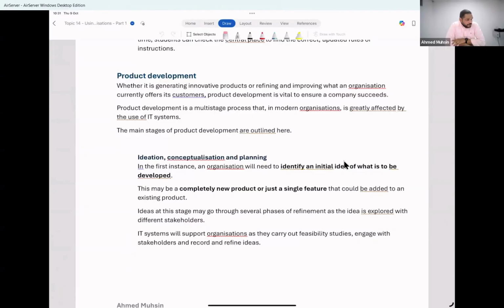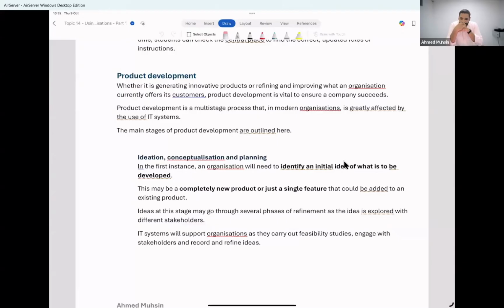Ideation. You know what is ideation? When it comes to developing a product, step number one is what? Your imagination, right? Your idea. What are we gonna do? What are we gonna solve? What are we gonna develop? Isn't it? So ideation, conceptualization. Conceptualization means what? You put it into words. Okay, you're basically able to show a concept of how this product is going to work, and planning.